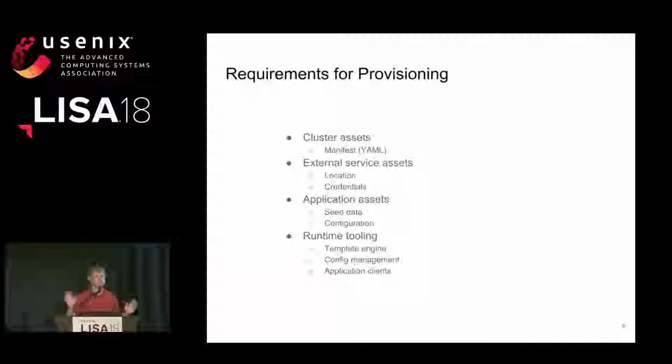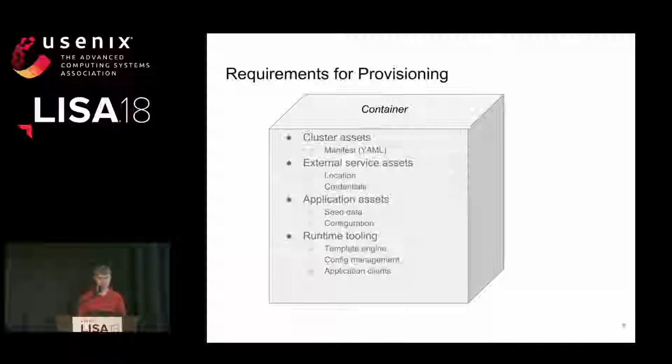So putting that all together, we need all of these things to be present in one place at one time when you do a provision. What kind of technology do we know about that we could use to package most or all of this up into one immutable thing that we can ship around and test and so on? Well, of course, it's a container.